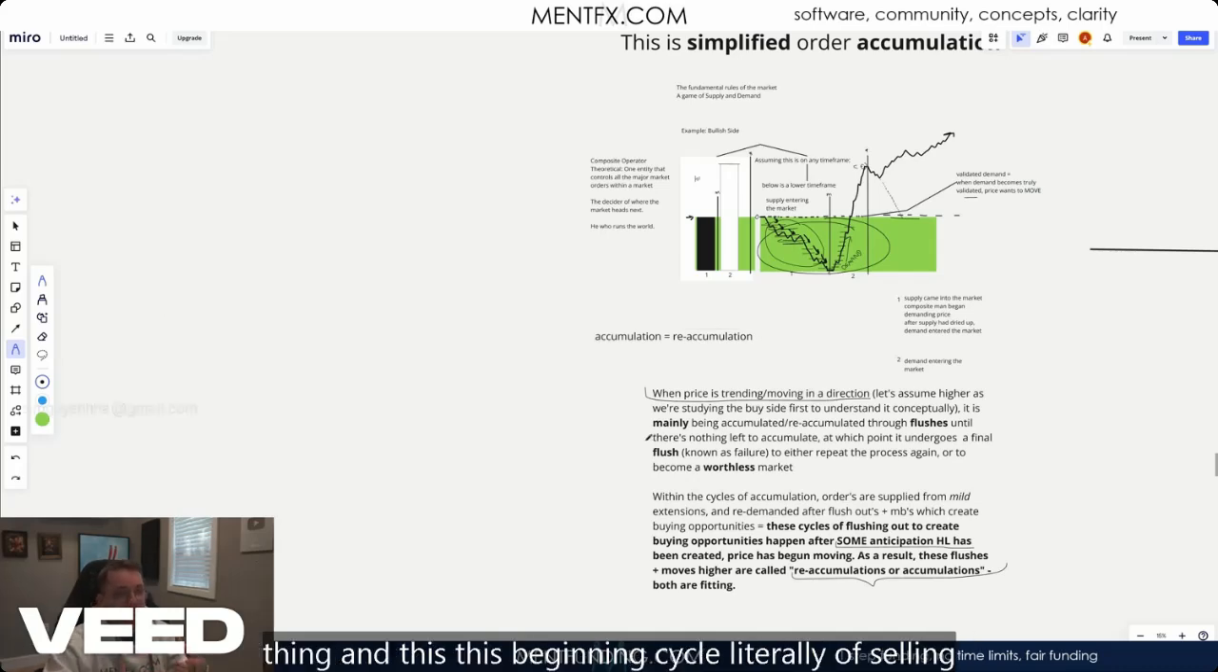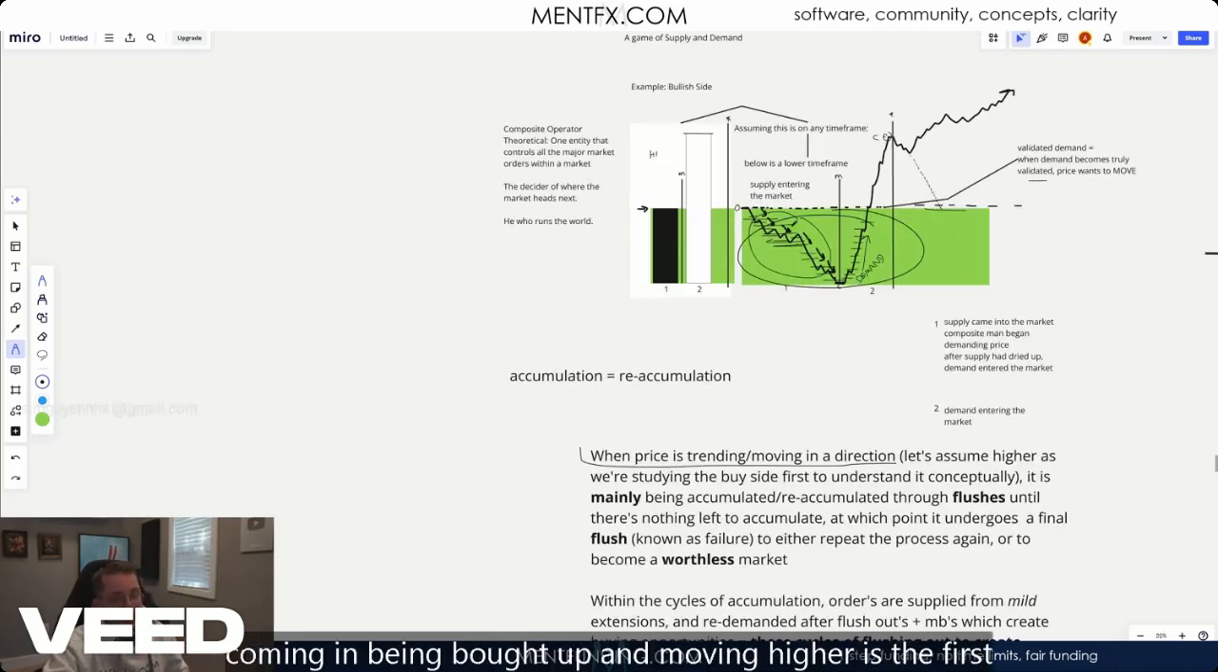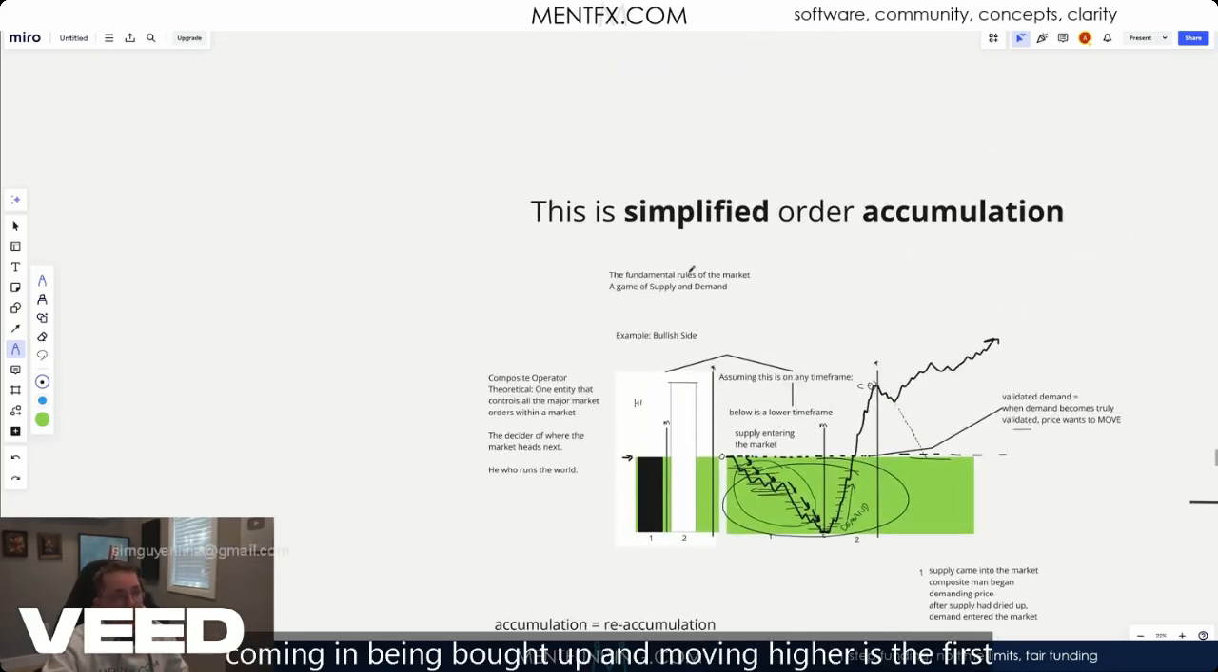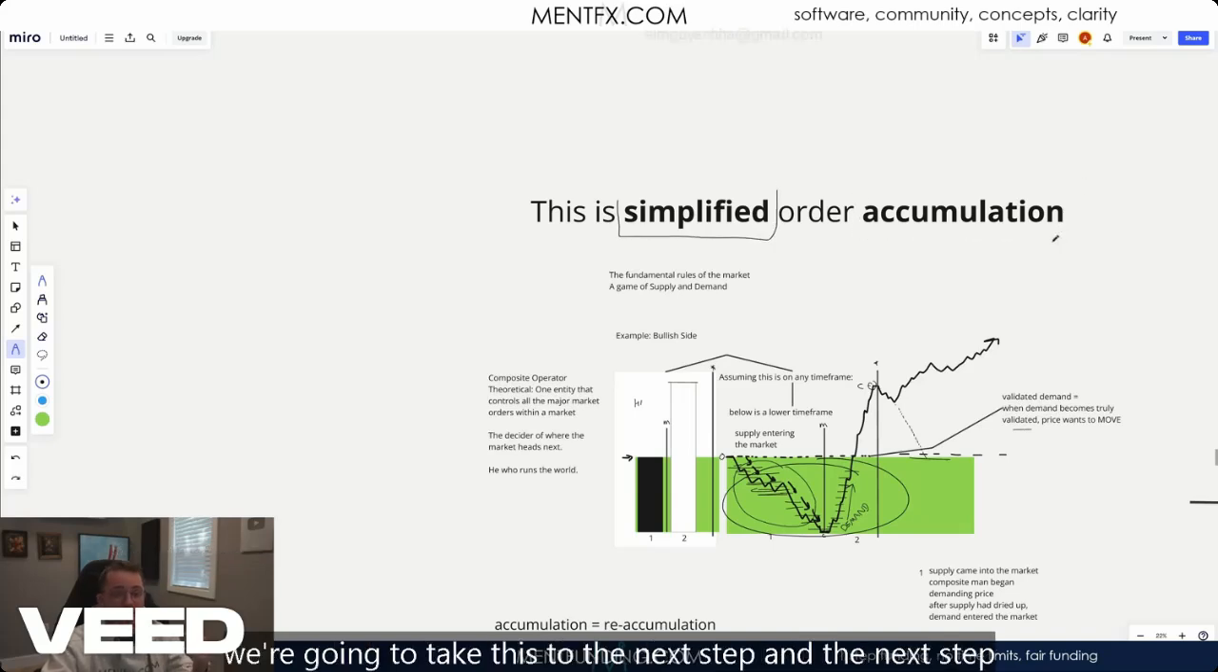And this beginning cycle, literally, of selling coming in, being bought up, and moving higher is the first step in what we call a simplified order accumulation. And now we're going to take this to the next step and the next step and the next step. So I'll see you in the next one.